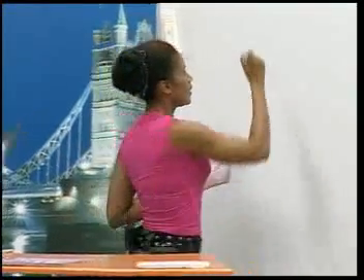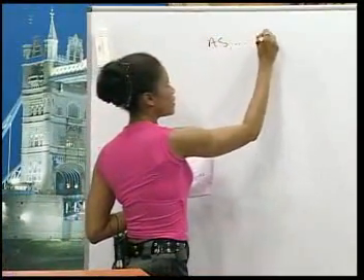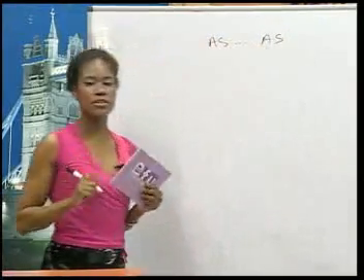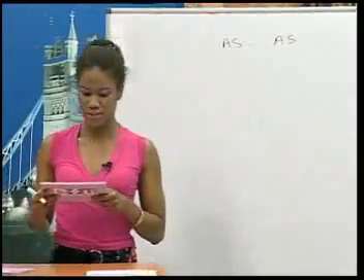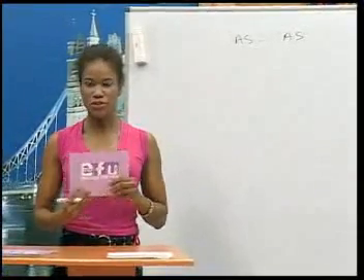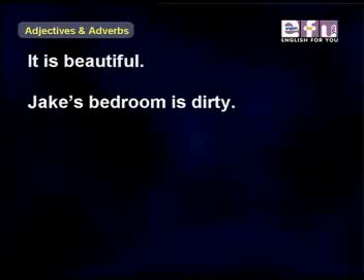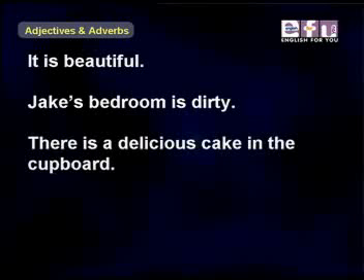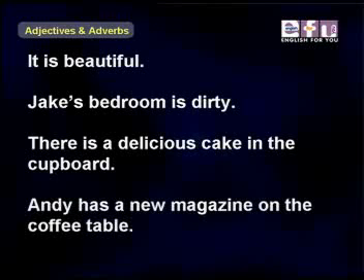Now, we are going to learn the comparative. But first, we need to review adjectives. Take a look at some sentences on your screen. It is beautiful. Next, Jake's bedroom is dirty. Next example. There is a delicious cake in the cupboard. Next, Andy has a new magazine on the coffee table.